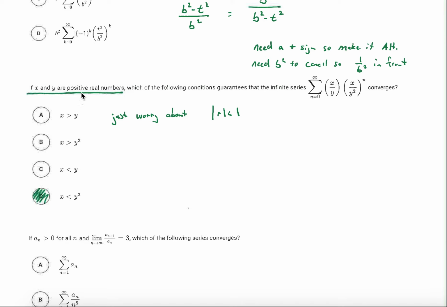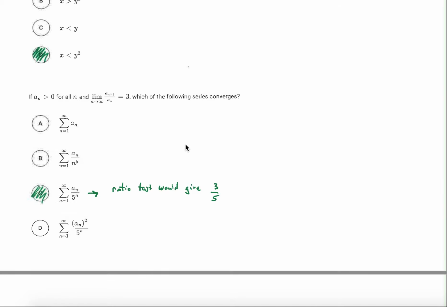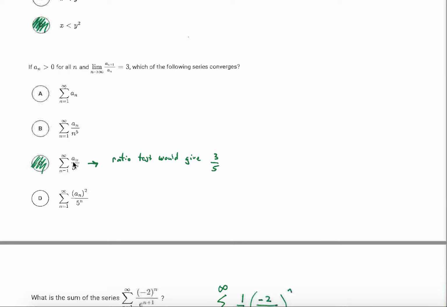X and y are positive real numbers. So if they're both positive, then all I really care about is that this exponential is less than 1. So I just need y squared to be bigger than x. Bingo. Okay. So I have this function, a to the n, and I know it goes to 3 with the ratio test. Well, if it goes to 3, this is going to go to 5, and that's going to give me 3/5. So that's actually going to converge.